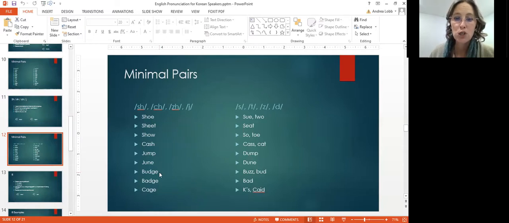Budge, buzz. Budge, buzz. Let's look at the D. Budge, bud. Badge, bad. Now, if I say this with a Z, it's just not a real word. Badge, baz. It's like cage. If I say it with a Z, it sounds like I'm saying multiple, like there are three K's in that word. Cage, K's, cage, K's.